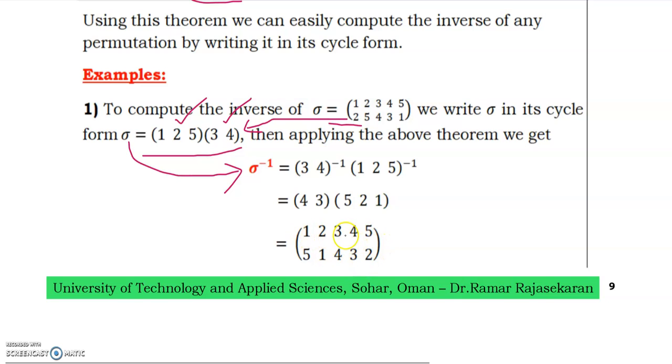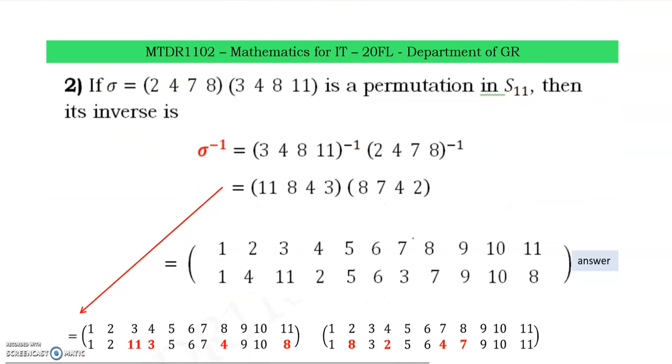This we know: 1, 2, 3, 4, 5 you write. Then 4 goes to 3, 3 goes to 4. So now here 3 goes to 4, 4 goes to 3. 5 to 2, 2 to 1, 1 to 5. So here 5 to 2, then 2 to 1, then 1 to 5. Finish. This is the way we find the inverse from the cycle form. Now you see another example. Sigma is given in cycle form.